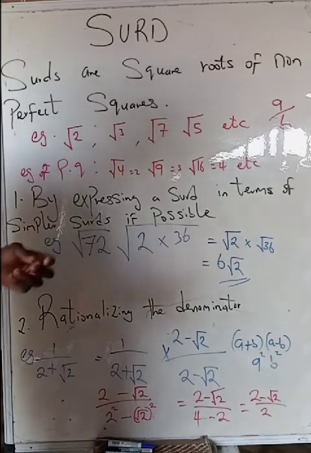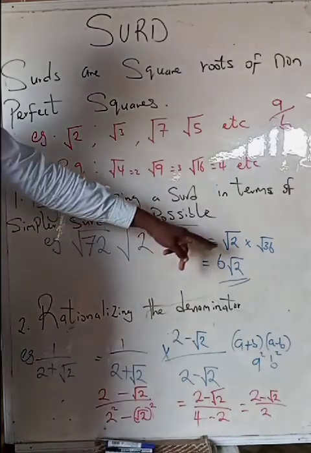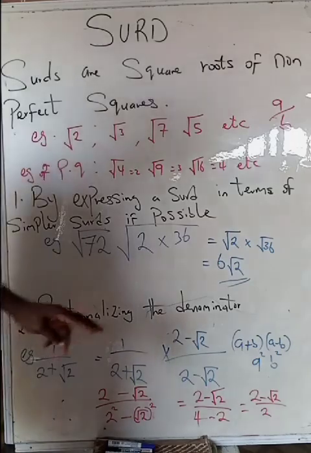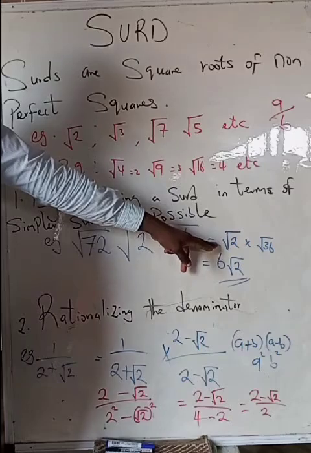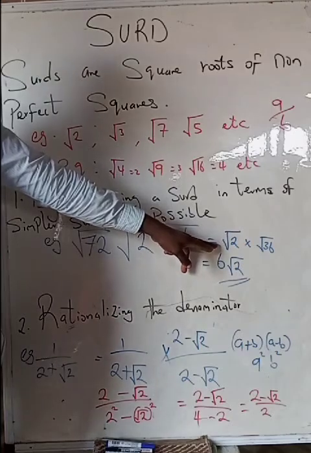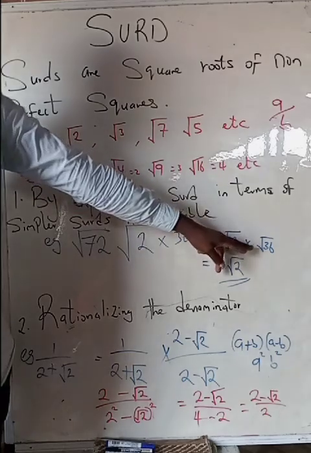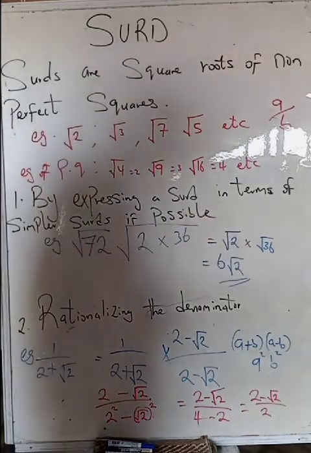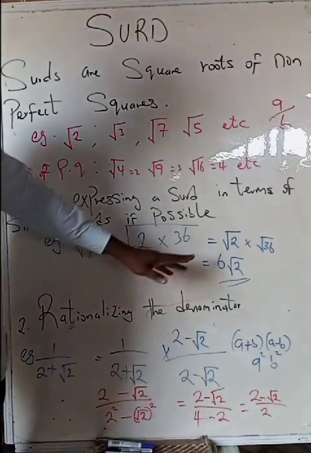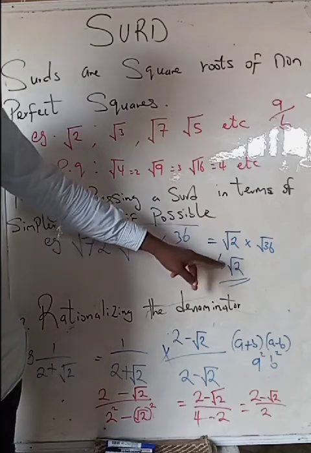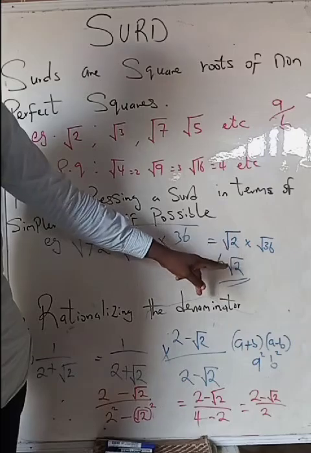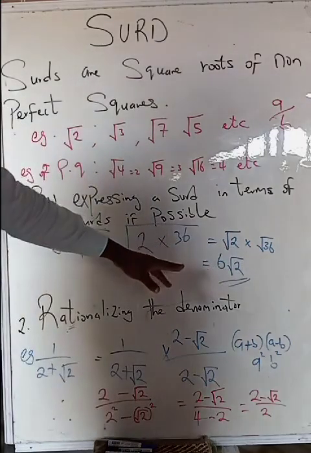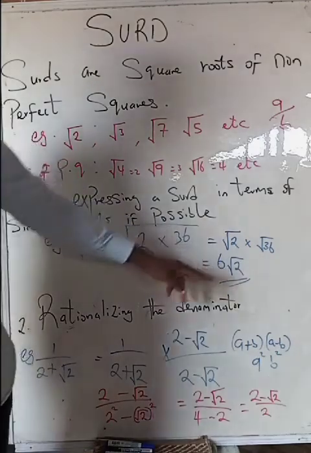Which is the same thing as the square root of 2 times the square root of 36. Now the square root of 2 is irrational. But the square root of 36 is rational, because 6 times 6 is 36, and 6 is a rational number. So finally we have the square root of 36, which equals 6, and the square root of 2. Our final answer here will be 6 root 2.